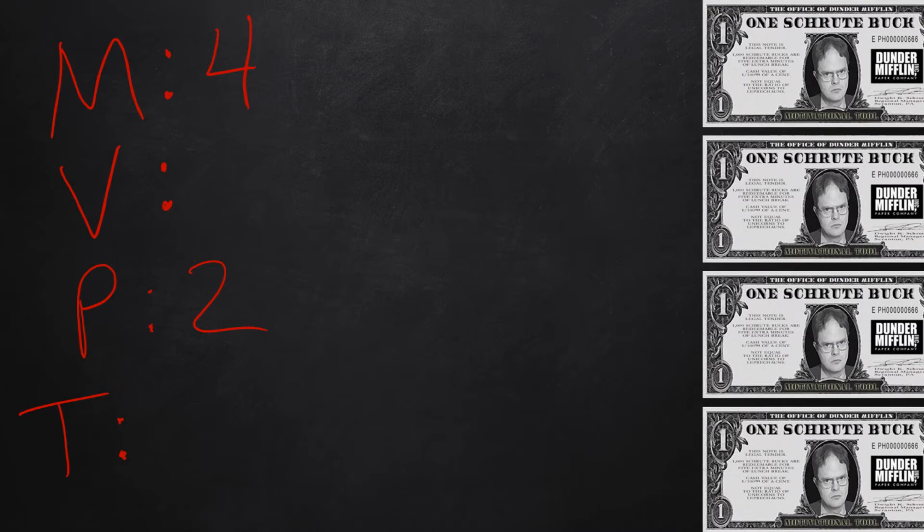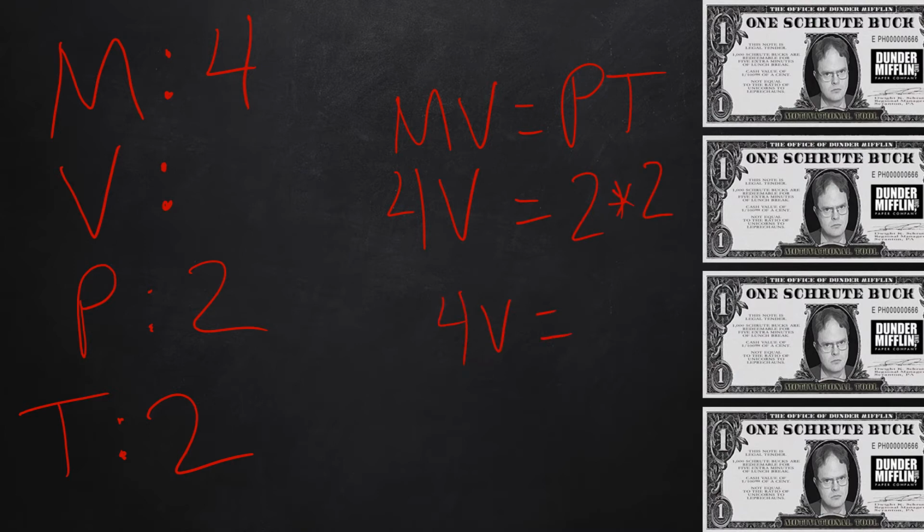How many transactions took place? Well, once again, they bought 1 and then they bought 1. That's 2 total transactions, so we have 2 here. So what is the velocity? Well, MV equals PT. And so we have 4 times V is equal to 2 times 2. So 4V equals 4. So V should end up equaling 1.